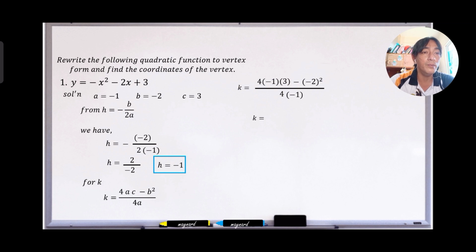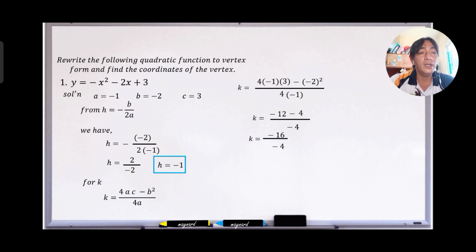4 times negative 1 times 3 will give us negative 12. Minus pa rin muna. Then, negative 2 squared will be 4. And then, all over, 4 times negative 1 is negative 4. Okay, negative 12 minus 4 is the same as negative 16. Okay, so mag-copy change ka kung nahihirapan ka sa subtraction ng integers, no? And then, denominator will still be the same, negative 4 muna.